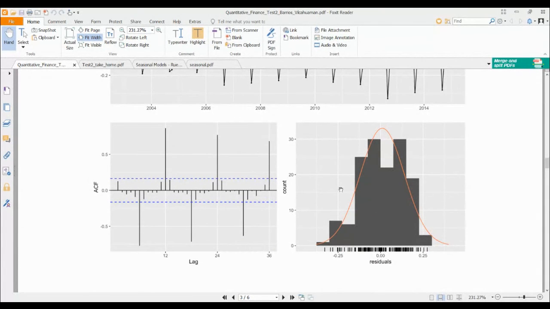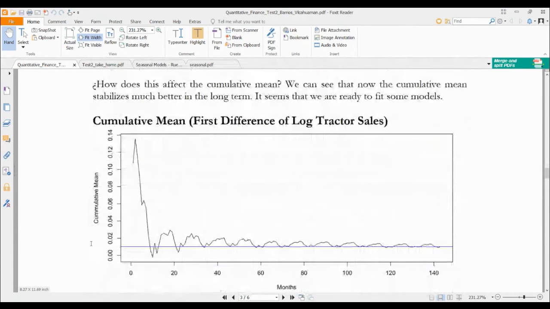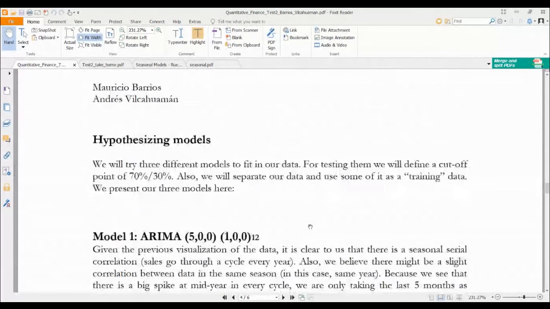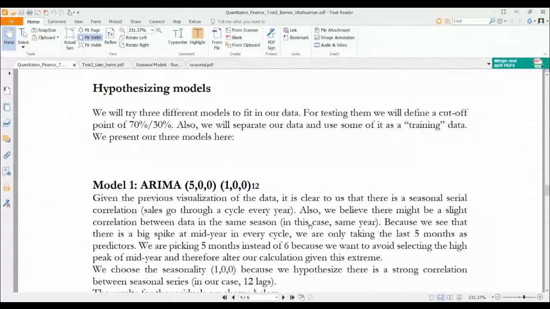They check their residuals. Now, this is really good. The ACF looks like something that you can actually apply a model to. Cumulative mean, clearly much better. Looks, what was the word I was going to use? Stable. So they split the data. They split the data 70-30, and then they pick based on the test they used.